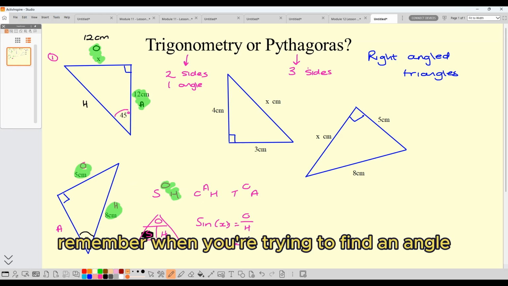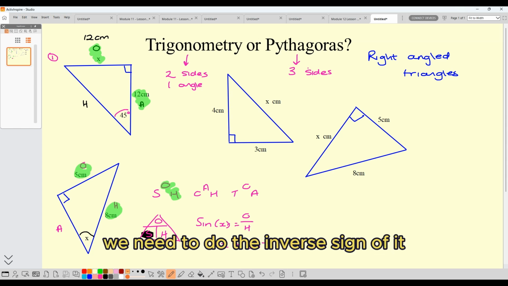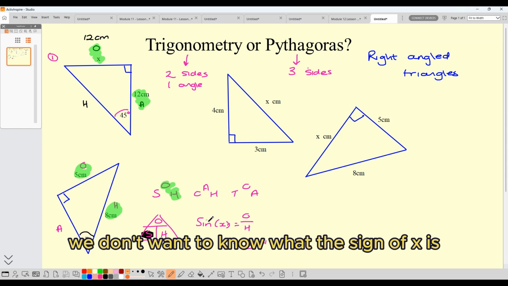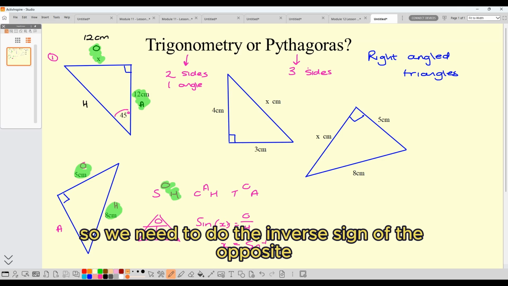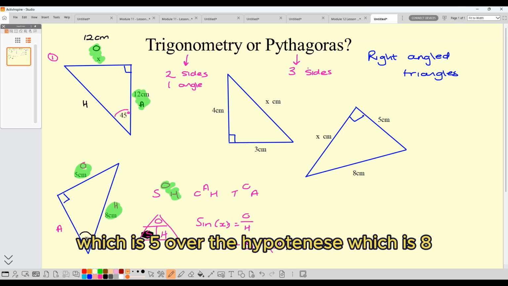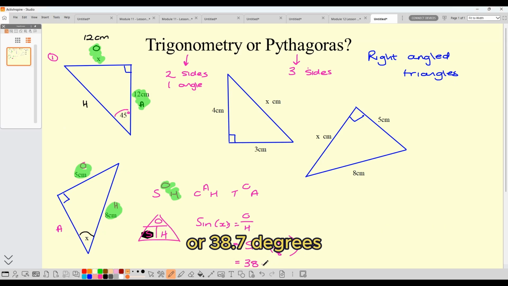Remember, when you're trying to find an angle, we do this all the time, we need to do the inverse sine of it. We don't want to know what the sine of x is, we want to know what x is. So we need to do the inverse sine of the opposite, which is 5, over the hypotenuse, which is 8. Once again in your calculator. Gives you an answer then of 38.68 or 38.7 degrees.